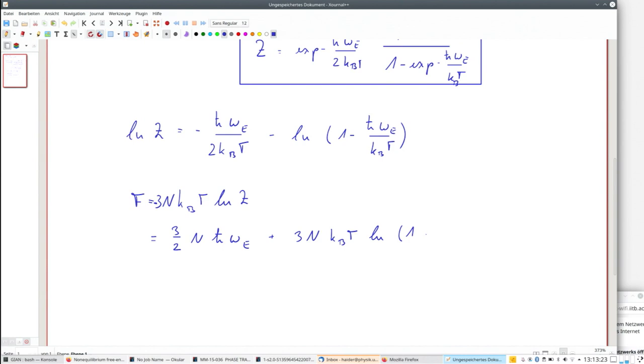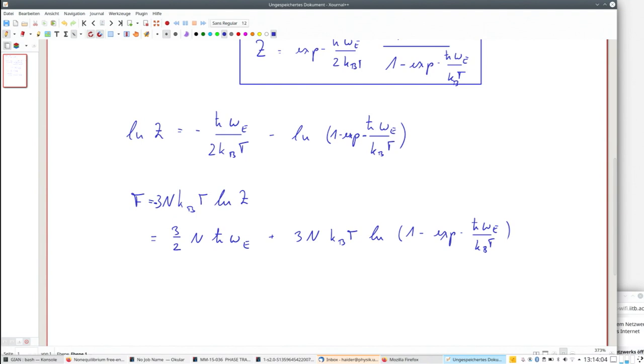Sorry, I forgot the exponential here. And a minus. I should perhaps rewrite it. Can you still read it? Probably not. One minus exponential minus. Now it's correct. Okay, so this is the free energy of the Einstein crystal, and that's the starting point of the thermodynamic integration.